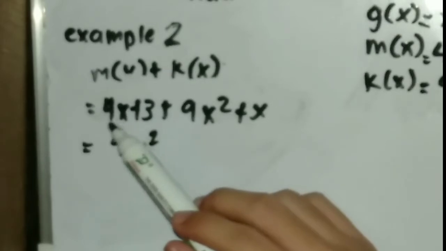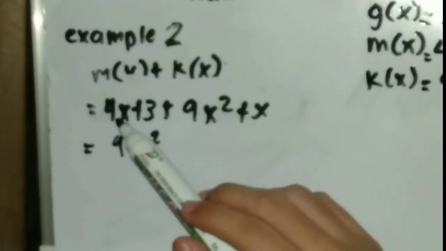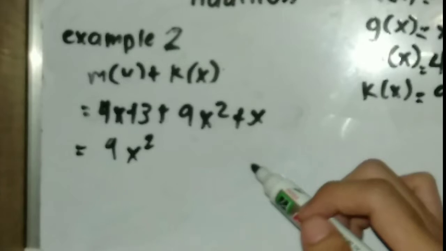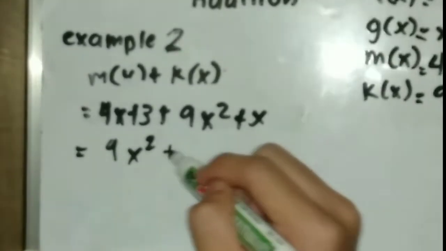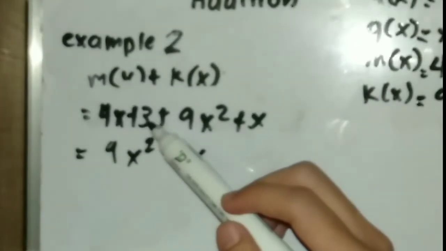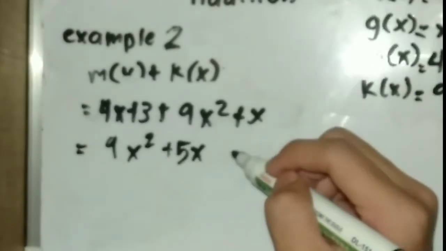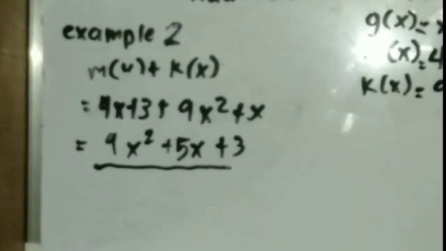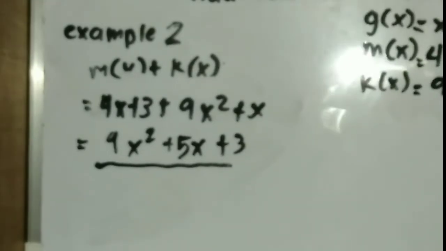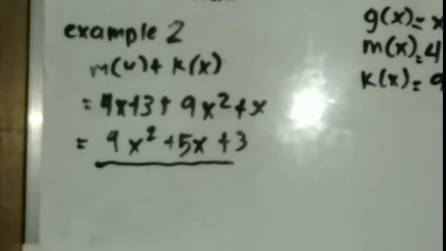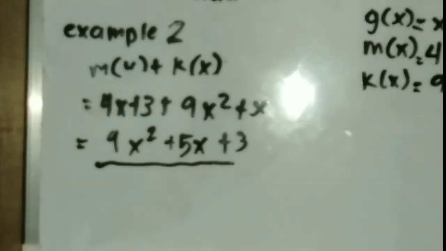Then, ito po yung next, which is 4x. May like term po ba ang 4x? Yes po, meron po, which is yung x. 4x plus x is equal to 5x. Then, since wala pong like term yung 3, i-bring down lang po natin siya. So, our final answer is 9x squared plus 5x plus 3. So, m of x plus k of x is equal to 9x squared plus 5x plus 3.